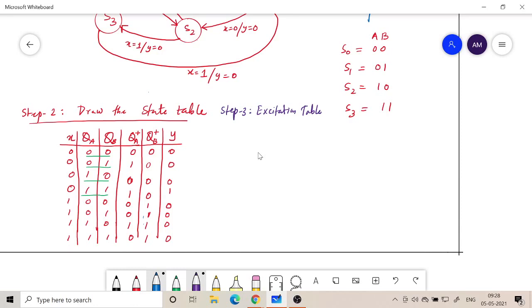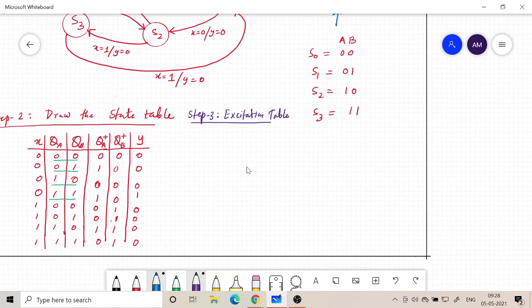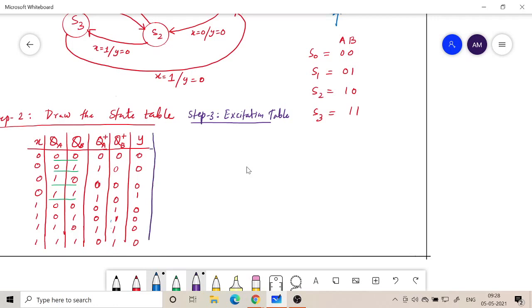Now the excitation table is going to depend upon which flip-flop we are going to store that information in. We can use T flip-flop, D flip-flop, or JK flip-flop for A and B, storing QA and QB. It could be the output of any of these flip-flops, so depending upon that, step 3 will differ. I will use the D flip-flop, so that's the simplest. The D flip-flop has a DA input and a DB input.